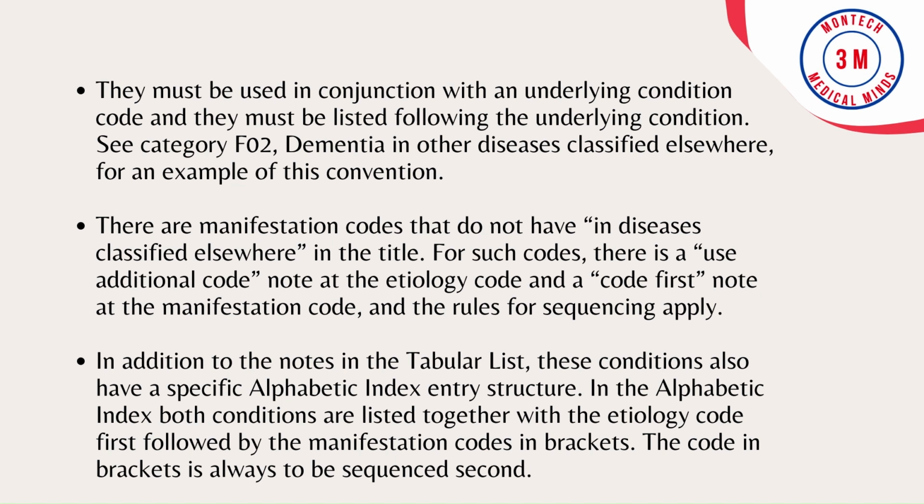There are manifestation codes that do not have "in diseases classified elsewhere" in the title. For such codes, there is a "use additional code" note at the etiology code and a "code first" note at the manifestation code, and the rules for sequencing apply. In addition to the notes in the tabular list, these conditions also have a specific alphabetic index entry structure. In the alphabetic index, both conditions are listed together with the etiology code first followed by the manifestation codes in brackets. The code in brackets is always to be sequenced second.